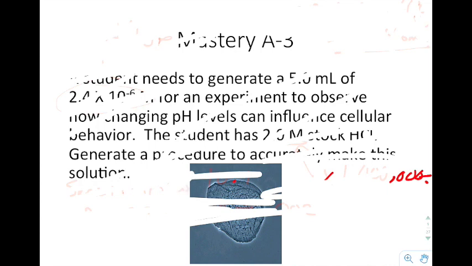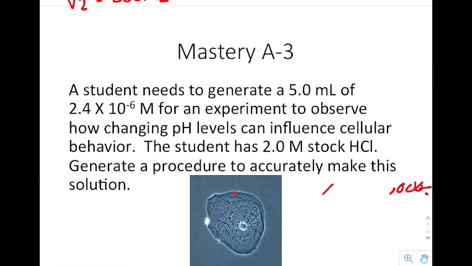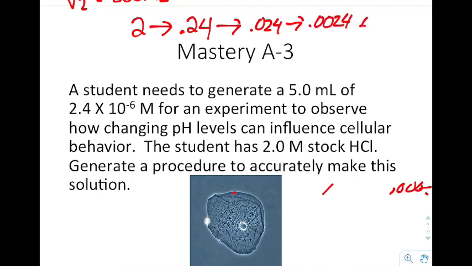Okay, so here's the value that we're going to do. We're going to go from 2 to 0.24. That is very, very close to a 10 to 1. Then we're going to go from that to 0.024, then to 0.0024, and then to 0.00024, and so on. So we're going to set up the process of a serial dilution. The first step is really the only one that's any different. We'll do the first 2, and then the rest of them are going to be the same until you get to 2.4 times 10 to the minus 6th.